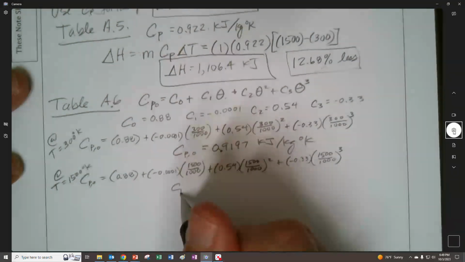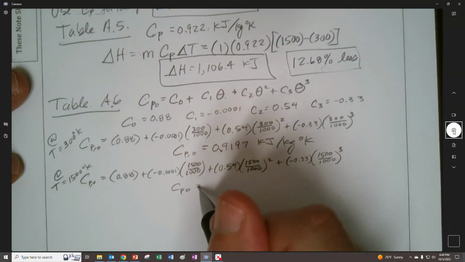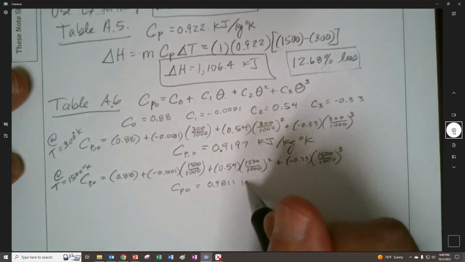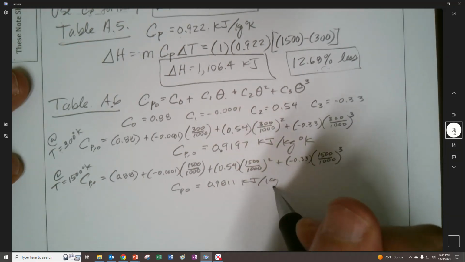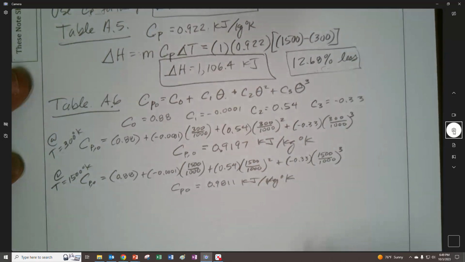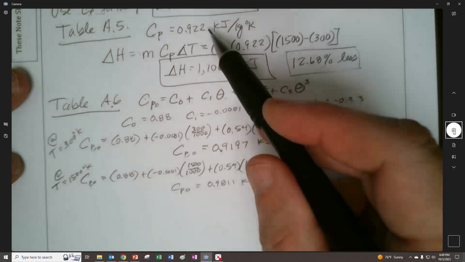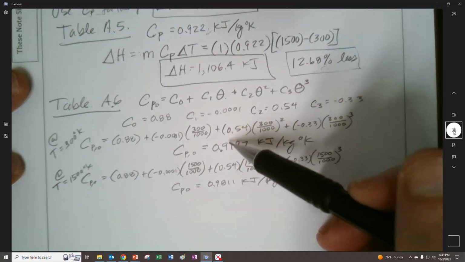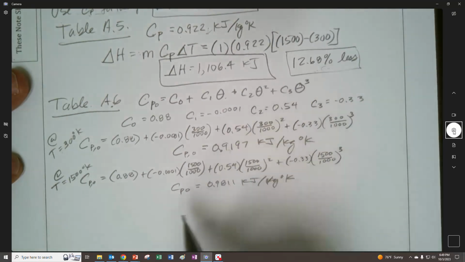All right, so Cp0 for this one is 0.9811 kilojoules per kilogram degree Kelvin. And compare it back up to here. Yeah, it's a little bit more. Actually, significantly more there than that one is less.